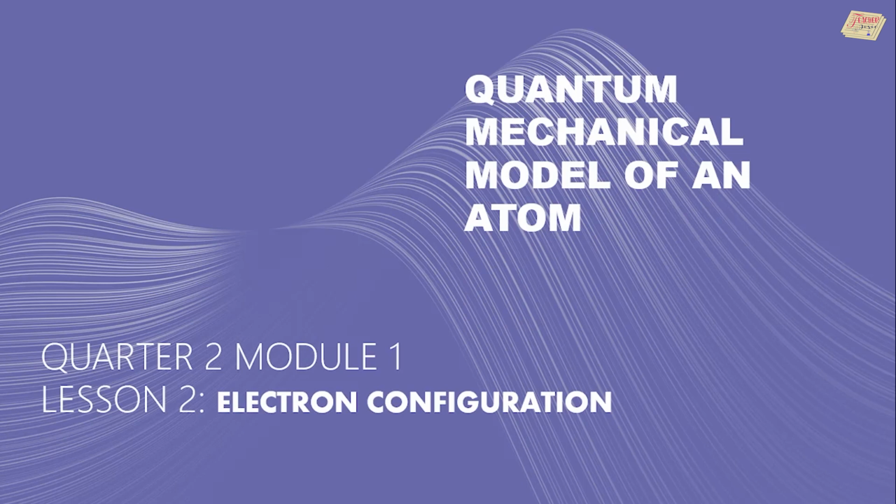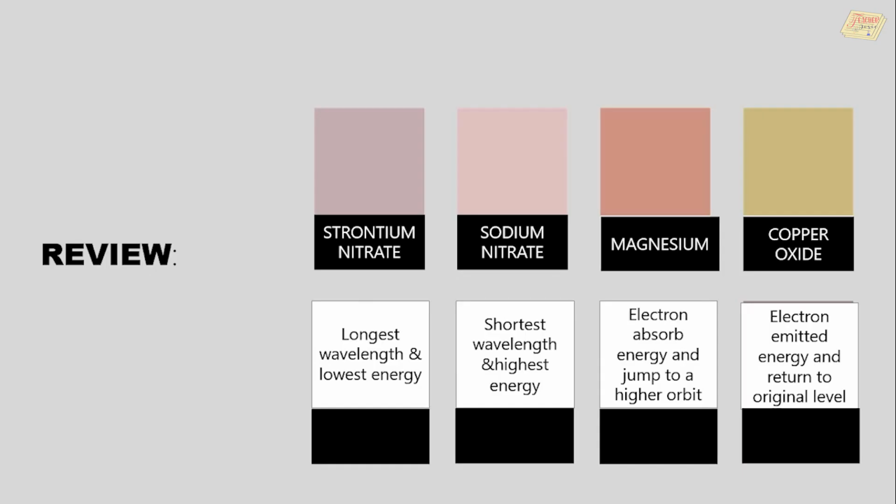For today's video, we are going to learn about electronic configuration. Let's have first a review. What are the colors produced of the following metal salts? Strontium nitrate, sodium nitrate, magnesium, copper oxide. What do you think are the answers?